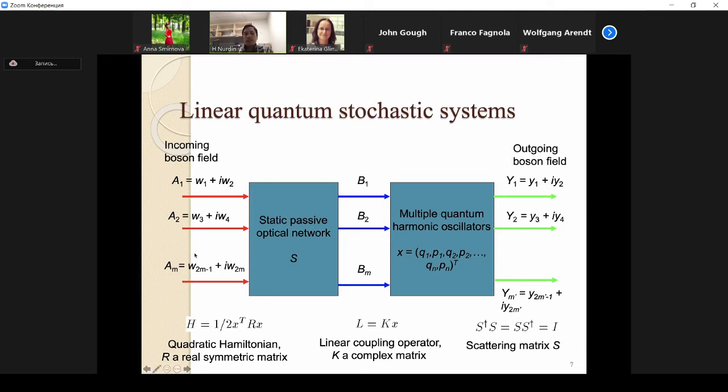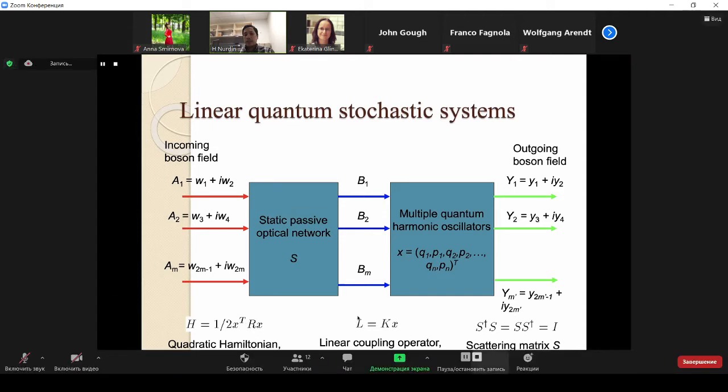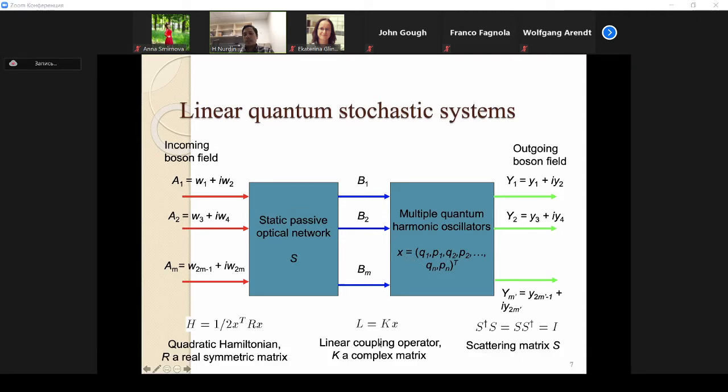So this is basically the structure of a general linear quantum stochastic system, and it's parameterized by 3 parameters. You have the Hamiltonian, which is quadratic in this vector X, where R here is a real symmetric matrix. And then we have an operator L, which is a linear combination of elements of X. This is what's called a coupling operator. It describes the coupling of your harmonic oscillators to these fields B_1 up to B_M. And as I mentioned before, we have a complex scattering matrix S, which is unitary.